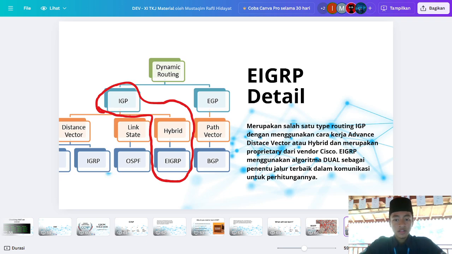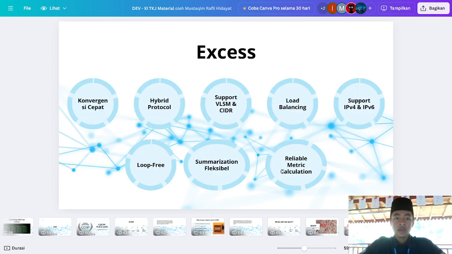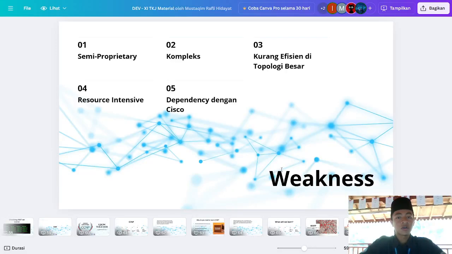It is using both distance vector and link state functions. One of the advantages of EIGRP is that the configuration is fast, using a hybrid protocol, using both link state and distance vector. It supports VLSM and CIDR, load balancing, supports IPv4 and IPv6, does auto summarization, and has flexible and reliable metric calculations. And now we're going to see the weaknesses.